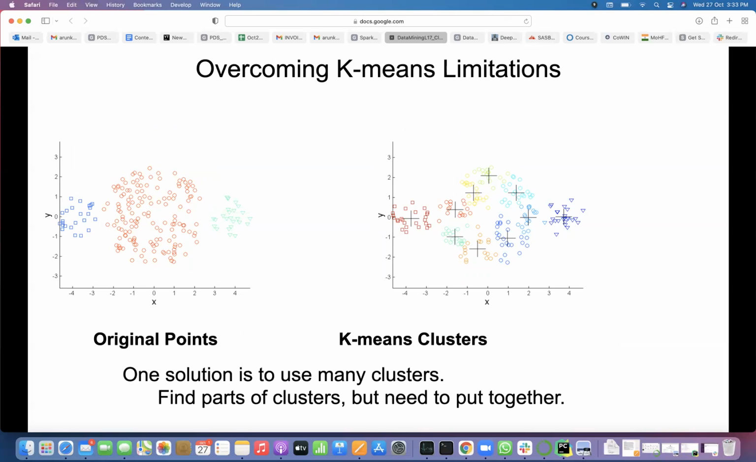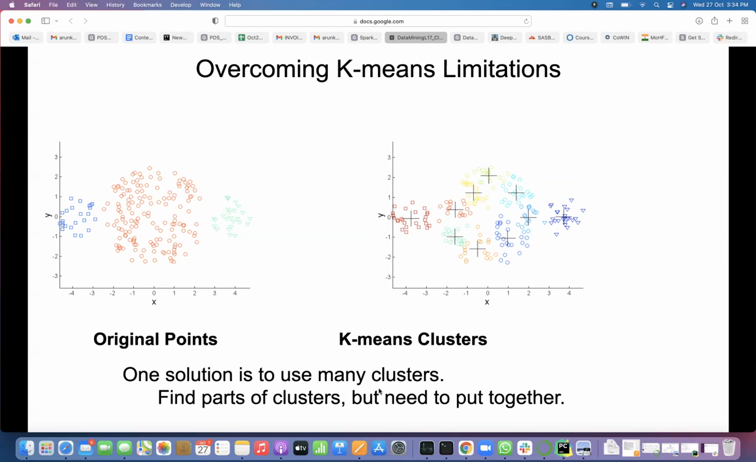K-means limitations, and how to overcome these limitations. One solution is to use many clusters, find parts of clusters, and then put them together. If you make more clusters, each original cluster may get split into several clusters, but they are not falling into different clusters. That is the advantage. Later, you need to compare the properties of each pair of clusters. If their properties are almost the same, then put them into one cluster again.